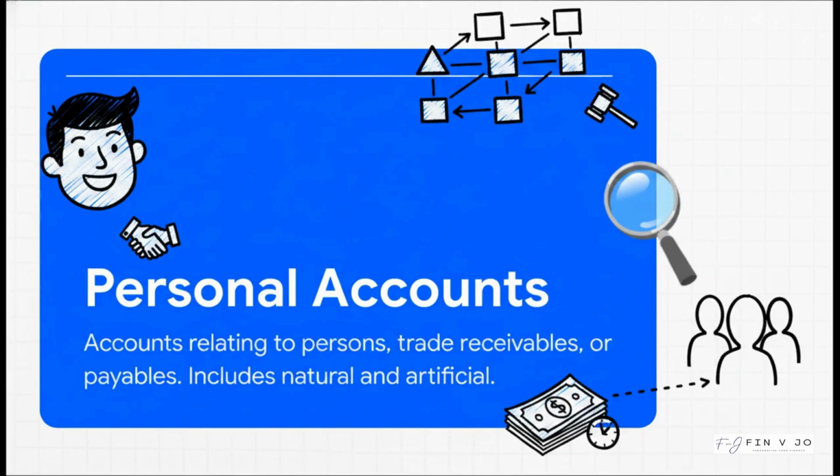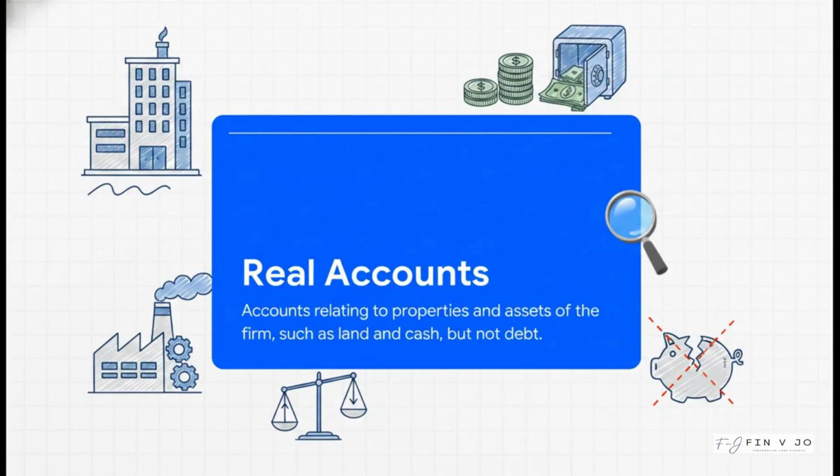Then we have artificial or legal personal accounts. In the eyes of the law, businesses and corporations are treated as people too. And finally, representative personal accounts, which indirectly represent a person or group, like an outstanding liability for wages you owe your employees. Next up, we have real accounts.